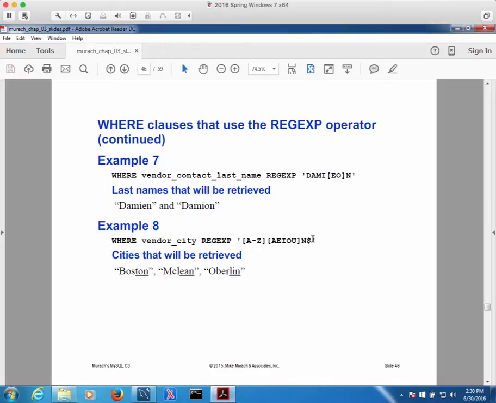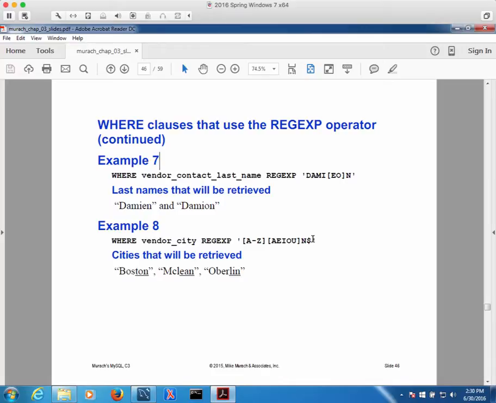Here's another one. So this is example 7, a dummy and then EO, so either E or O and N, so it would match Damien or Damian. That's nice.